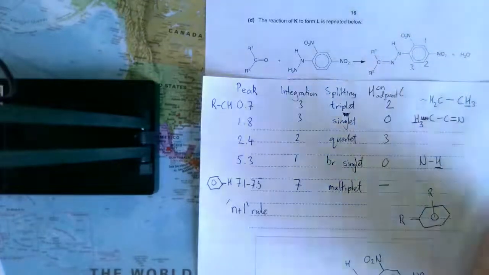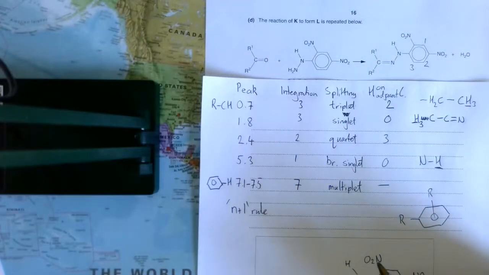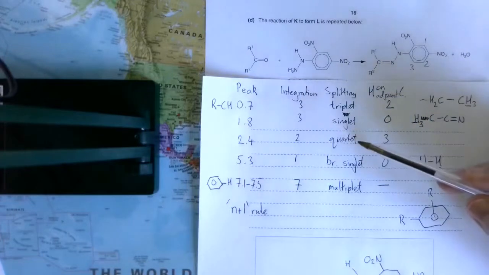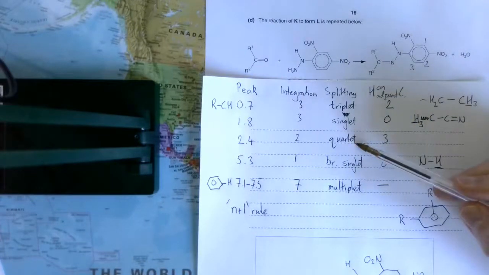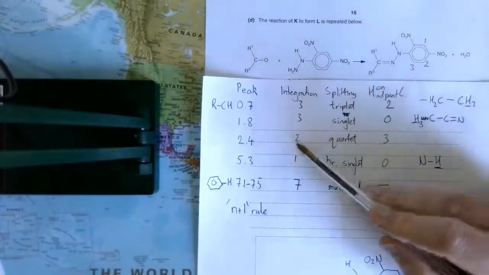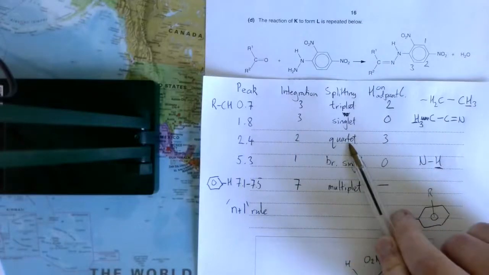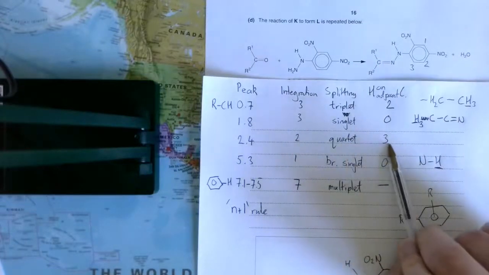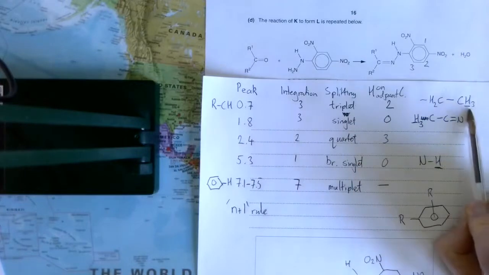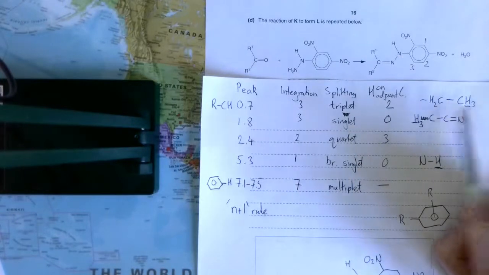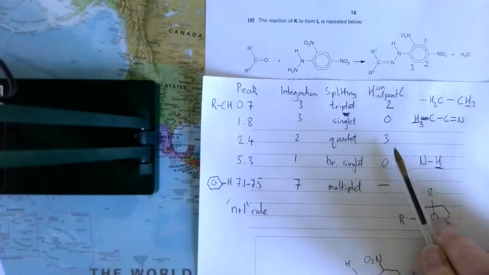So we know that we've got this part of the molecule. Coming down here, we've got a quartet with an integration of 2. So what does this tell us? The quartet tells us that it's next to 3 adjacent hydrogens. Well, we know there's a CH3, so we know that there has to be something next to that.